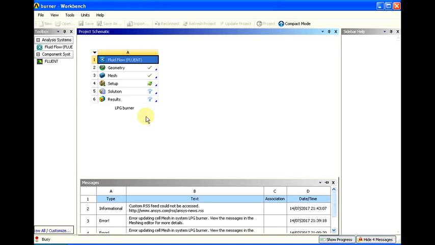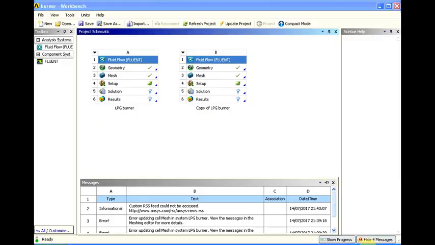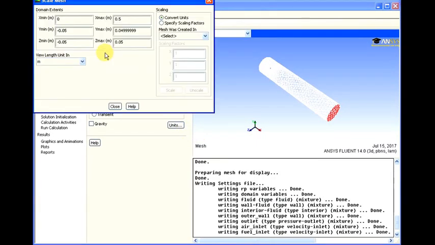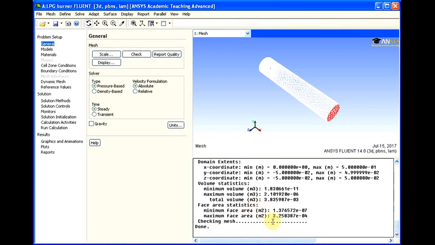When duplicating, you save much time because you don't have to do the geometry, the meshing, everything is already done there. Now Fluent is already opened here. We check the scale in case you have made a mistake, like you input in meter instead of millimeter or something. Check the volume. Make sure you don't have any negative volumes.